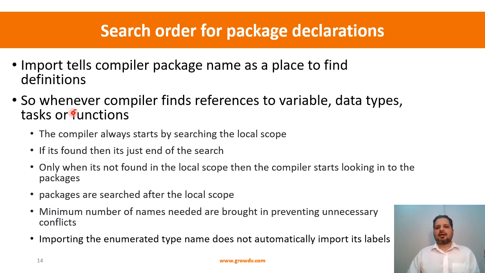So now let's understand how it works. Whenever the compiler finds a reference to a variable, data type, task, or function, it first starts searching in the local space. Let's say in a task I reference one particular variable, error status. Then it starts looking within that particular task to see if I have locally declared that variable. If not, it goes up to the module level, and so on and so forth. We have looked at this type of hierarchy before as well. If it is found in the local scope, then it's the end of the search. But when it's not found, it starts looking into the packages.